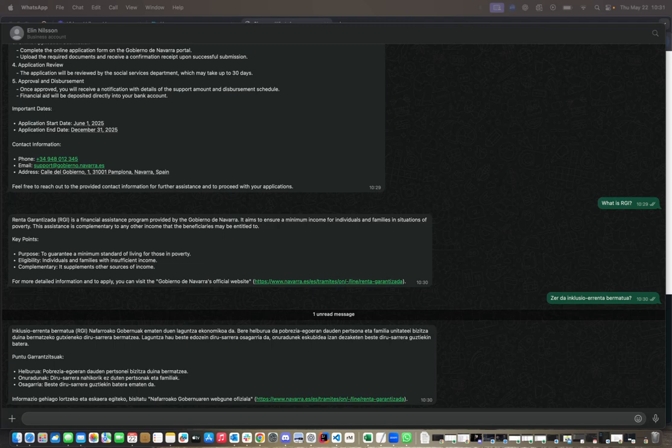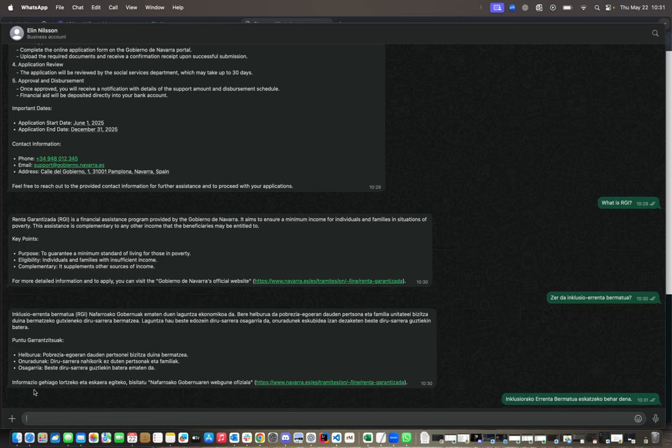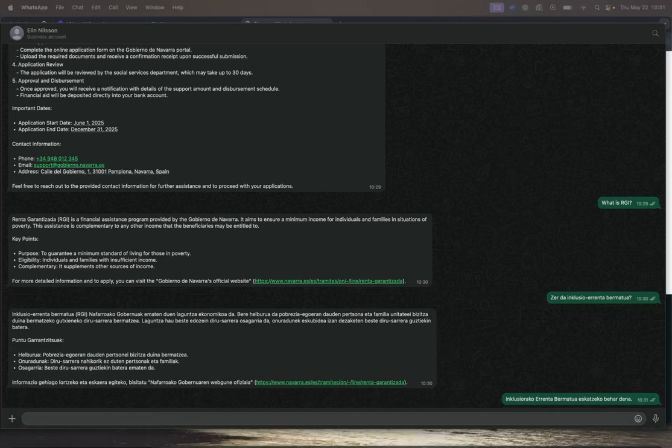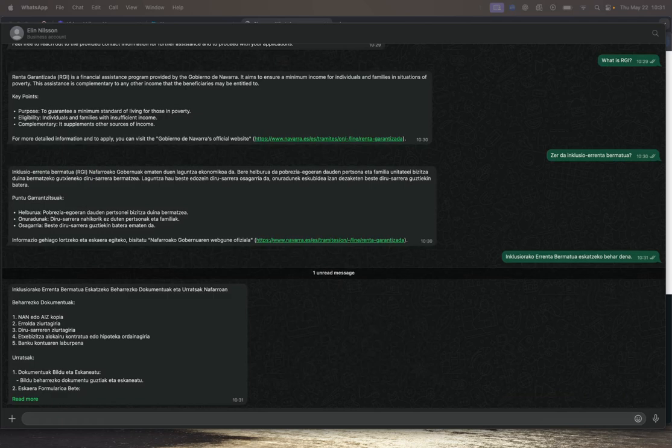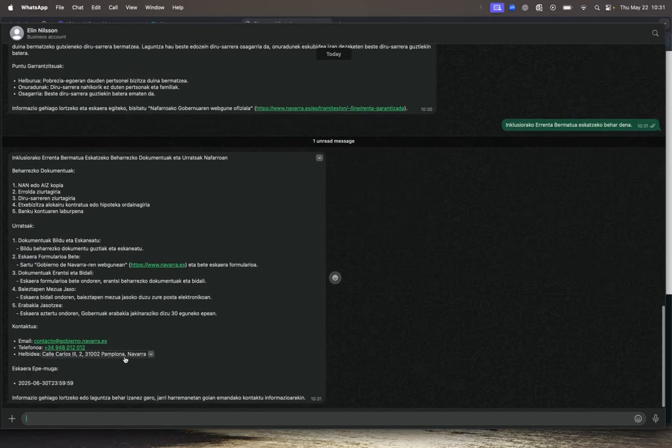Let's take another question in Basque just for the case. What is needed to apply for the guaranteed income for inclusion? I'll type it in Basque first, and we can type it in English after, just so we can see that we get the same answer, just in different languages, and to showcase how quickly Agentforce detects a new language. Just need to give it a little bit of time to think, and there we go. As you see, we can read more, and we have a lot of information here.